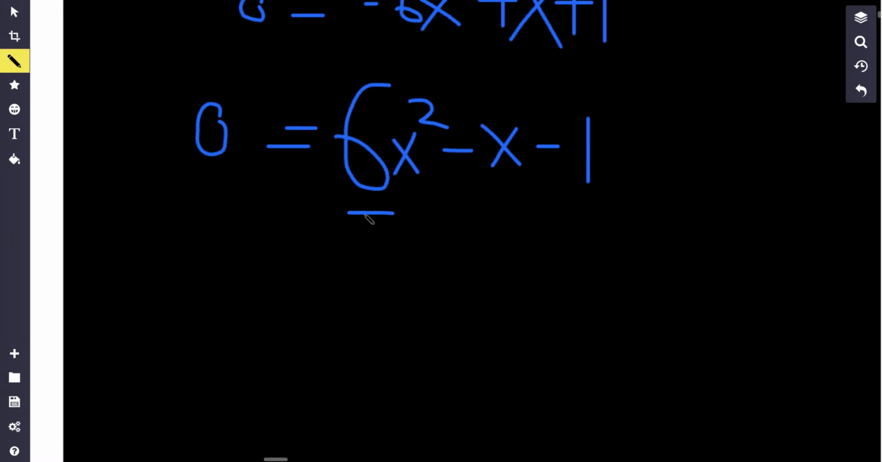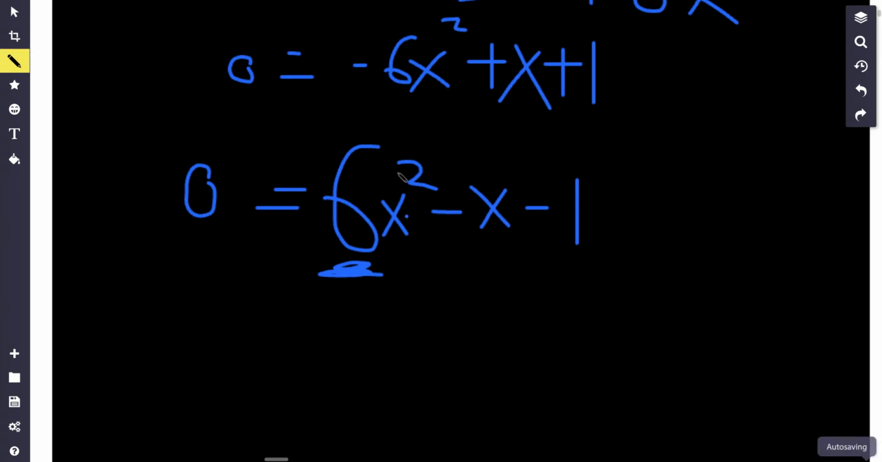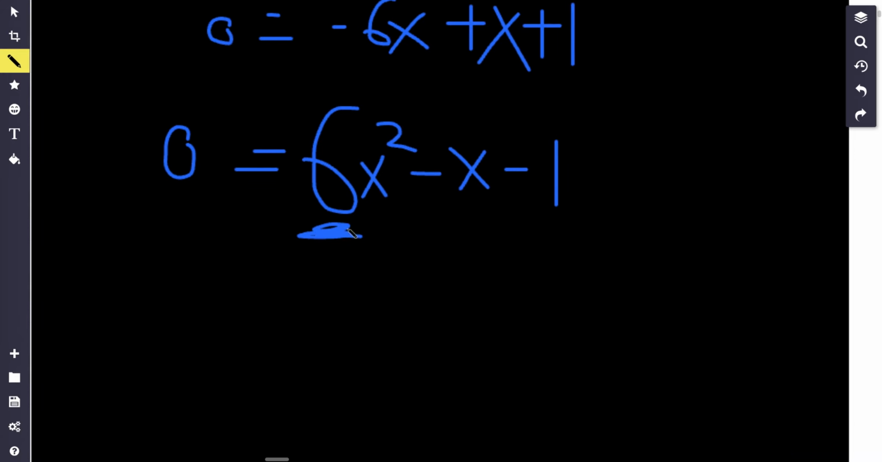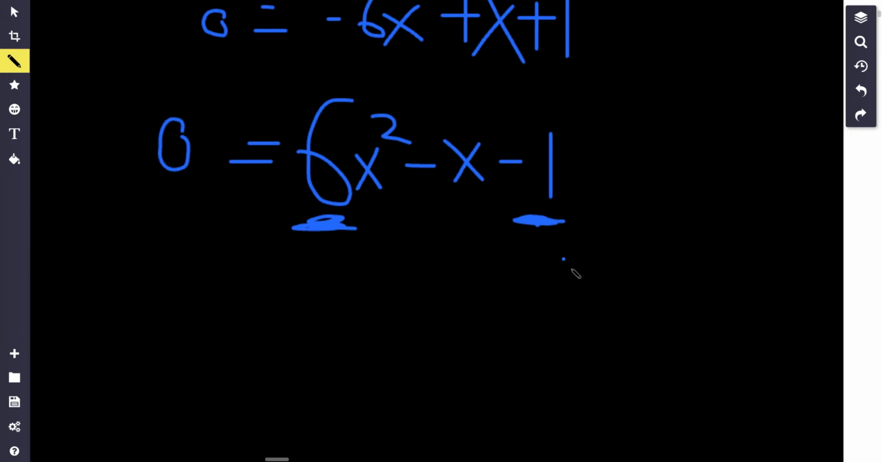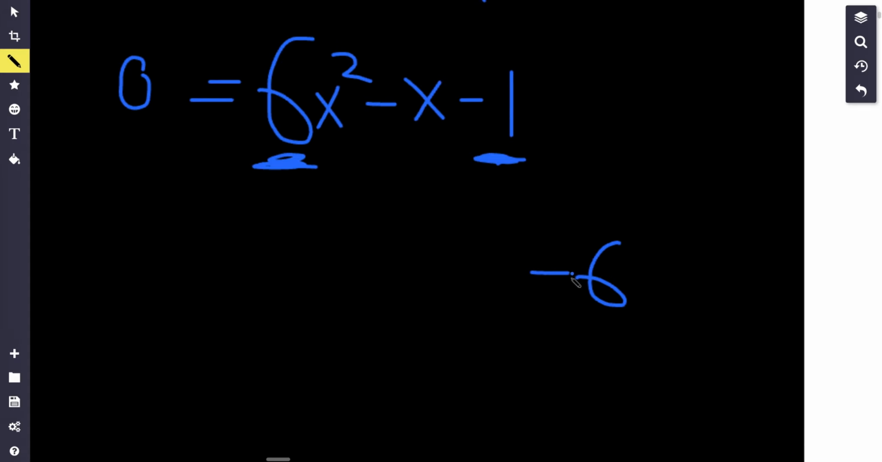So I'm going to multiply my leading coefficient. What the leading coefficient is, you look at your highest term. Our highest power is x squared, and so the leading coefficient will just be the coefficient of the highest power. Multiply the leading coefficient by the constant term. The constant represents the term without an x. You get -6.